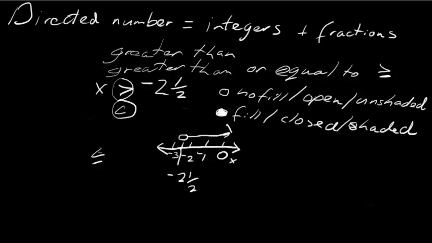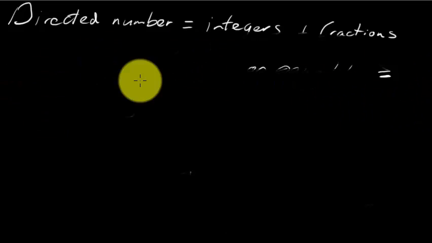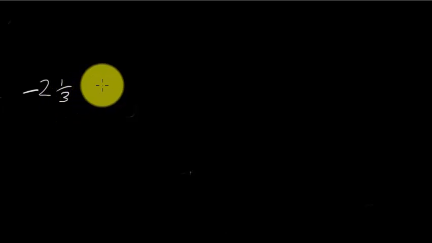The final example we'll cover is also on graphing directed numbers on a number line. I'll just erase this as my screen is filling up very quickly. This is also from your book, page 73, so you can have a look at this in your book for more detail. It's negative 2 and a third. Then we have a less than symbol.